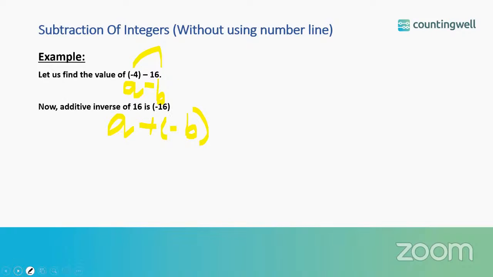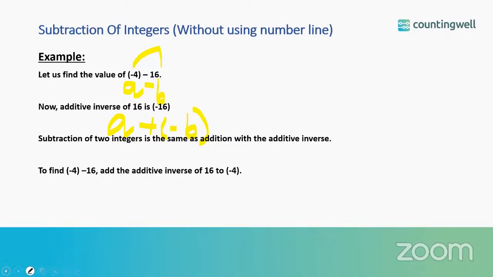Additive inverse of 16 is minus 16. So we know subtraction of two integers is the same as addition with additive inverse. So we are going to add the additive inverse of 16 to minus 4. So minus 4 minus 16 is minus 4 plus minus 16. By the rules of addition, we have to add the numbers and keep the sign. So both are negative integers. So add 4 and 16, it will be 20. As both the integers are negative, we'll give negative sign. So minus 4 plus minus 16 will be minus 20.